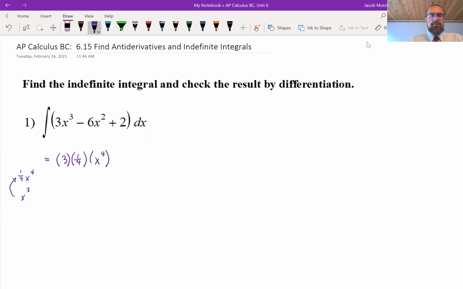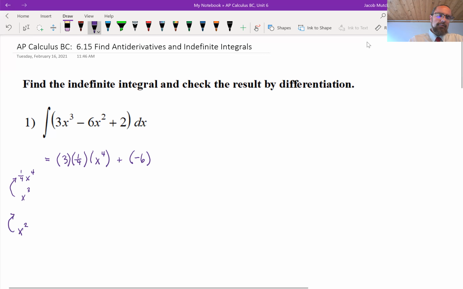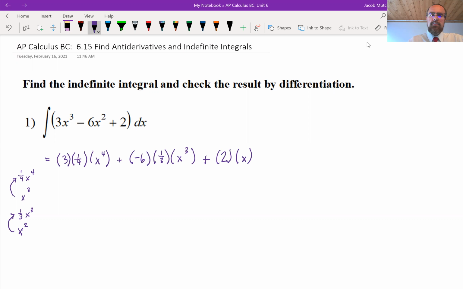Once I've finished with that first term, I'll now turn my attention to the next term. So negative 6x squared. So again, I'll put plus, include the negative 6. And then similarly, if x squared was my derivative and I was looking for an antiderivative, that's going to be 1/3 x cubed. We'll include both of those factors, so 1/3 and x cubed. And then our last term here is just plus 2. So the way I would integrate that is just plus 2 times simply x.